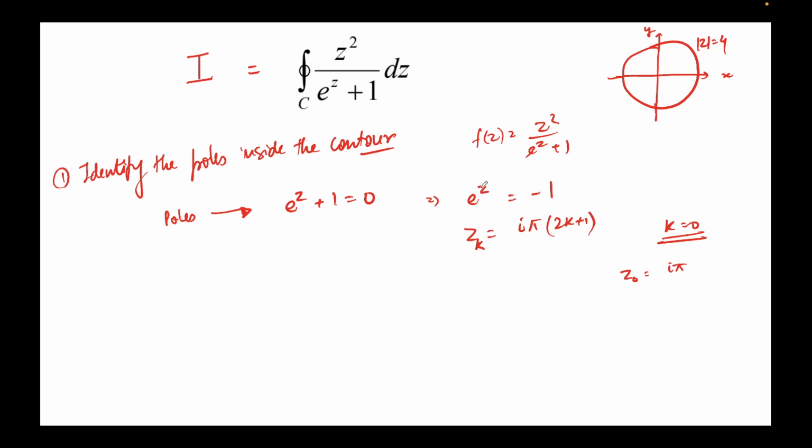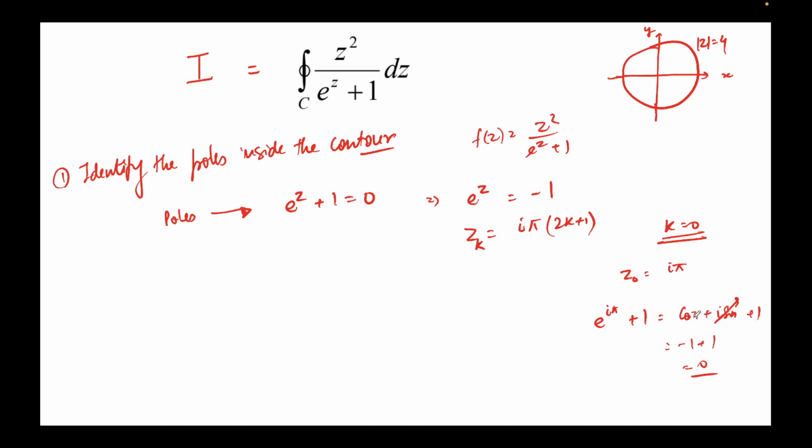Let's try to find the expression for the denominator, e to the power z plus 1. So I'll write e to the power i pi plus 1. e to the power i theta is cos theta plus iota sin theta. So this will be cos pi plus iota sin pi plus 1. Sin pi is 0, cos pi is minus 1. So minus 1 plus 1 comes out to be 0.